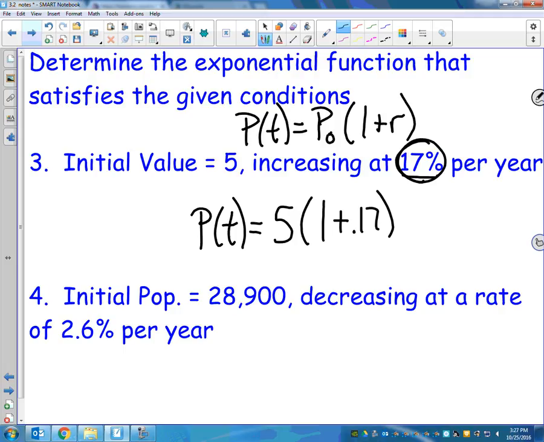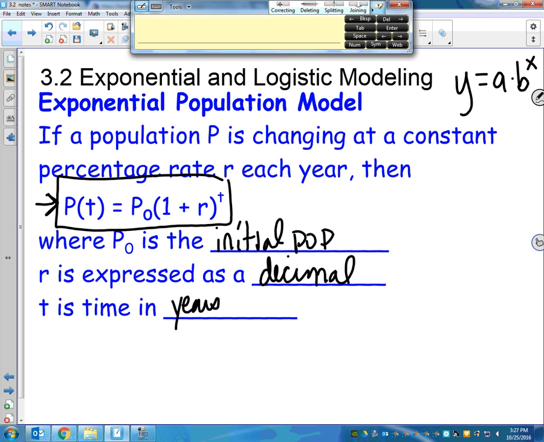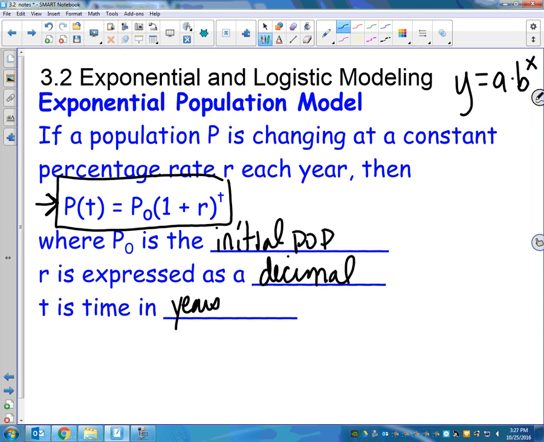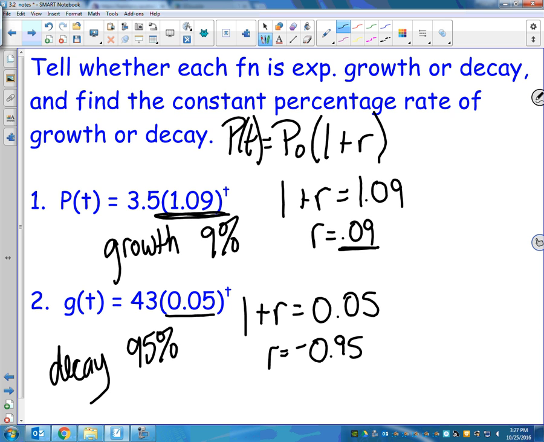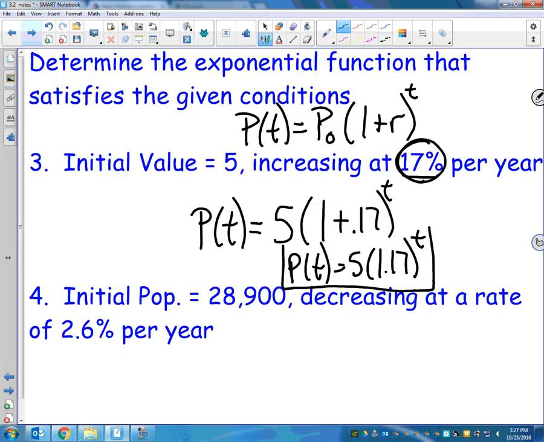It's like I'm missing something. Shouldn't that be to the t power? Sorry, look at me going back here. You've been letting me mess that up, huh? This would be to the t power. I kind of was leaving that off. So I think a better answer here would be 5 times 1.17 to the t power.